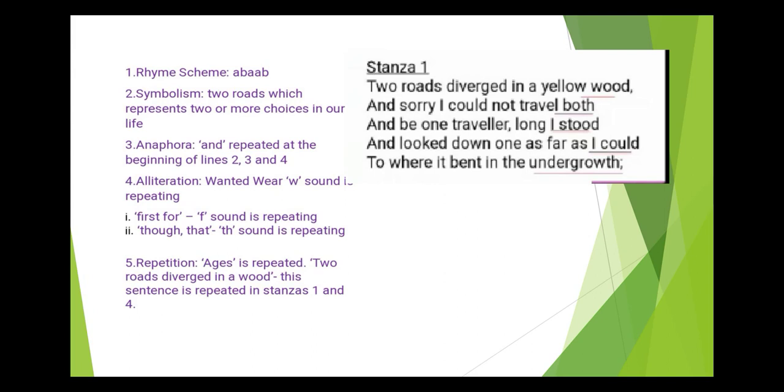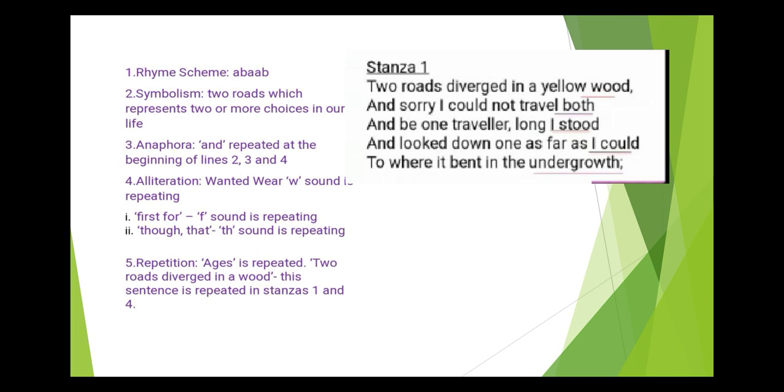Hello everyone. Welcome to the second part of the video for The Road Not Taken. Today we are going to discuss the literary devices for the poem. First, let us look into the rhyming scheme of the poem.